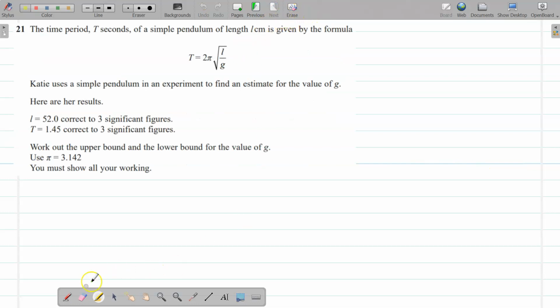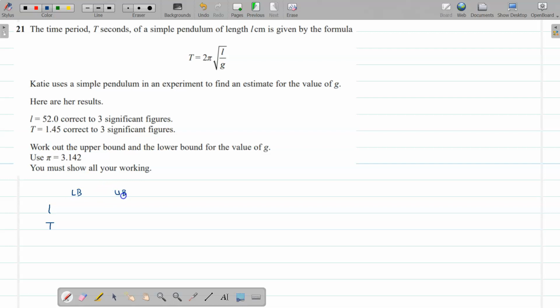Last question. Quite a lot to do here. We have this formula, T equals 2 pi root L over G, about a pendulum. And these numbers L and T have been given to 3 significant figures. So we've got to find the upper and lower bounds of these figures first of all. So if I just do a little table where I put the values L and T, and then I have for each one the lower bound and the upper bound.